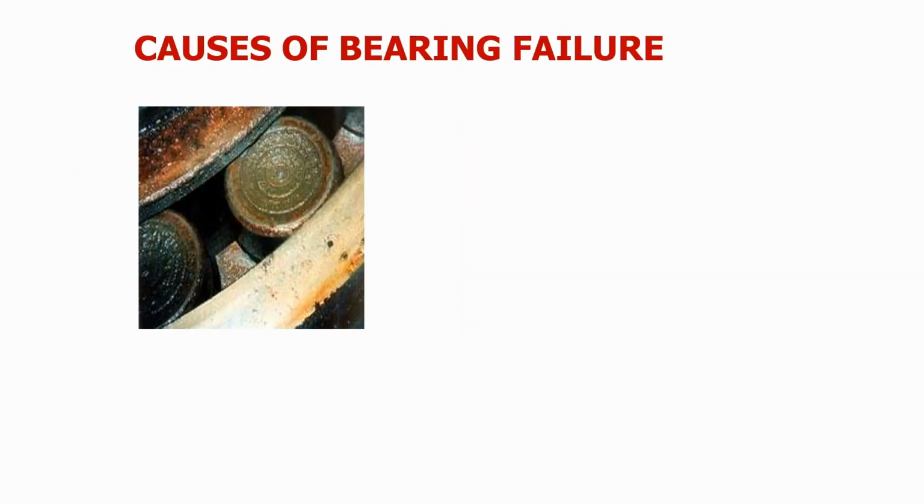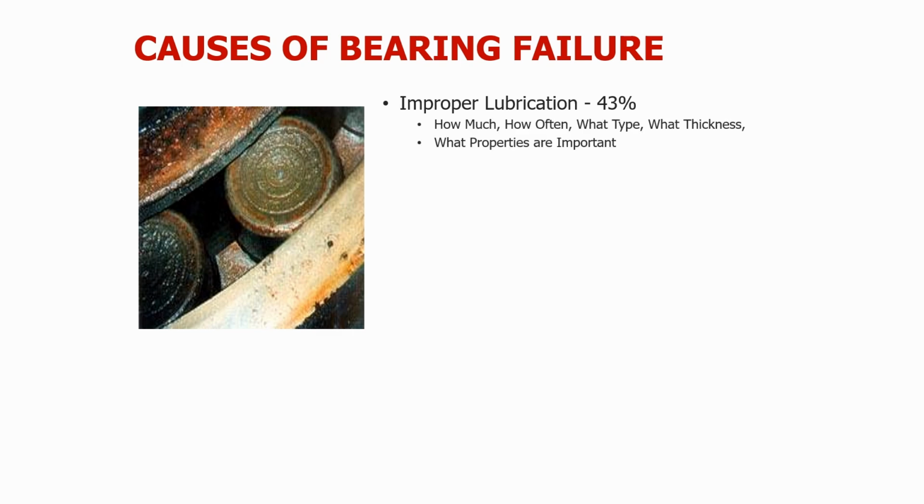Causes of bearing failure. 1. Improper lubrication, 43%. This is the leading cause of bearing failures. Key aspects include: quantity, how much lubricant is used; frequency, how often lubrication is applied; type and properties, the specific type and properties of the lubricant used, such as its thickness and other important attributes.